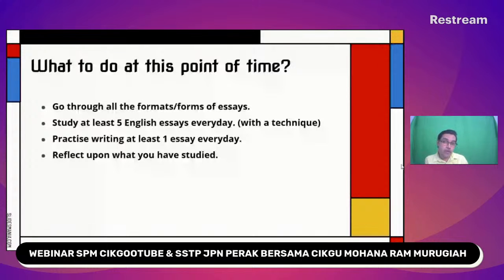So when you're preparing for your SPM, try to get SPM level books, SPM level essays, and try to read them. For example, I have an SPM book here. Try to get SPM writing essay books and try to read essays from them. I'm sure many SPM books are at SPM level, so read those books. So this is what you can do.